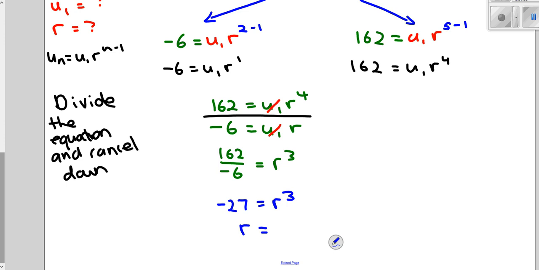You can have an odd root of a negative number. You can't have an even root of a negative number, because a negative times a negative gets a positive. So we've got our r, isn't that awesome? Now we just need our u of 1. Or do we know what u of 1 is? Yeah, so to find the u of 1, just choose one of the equations and sub it in.